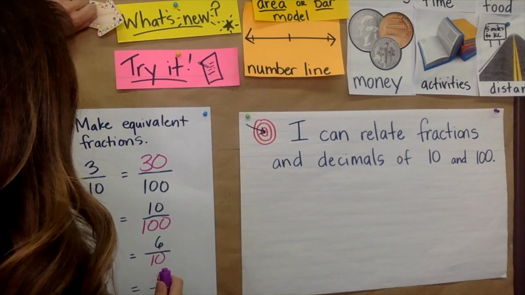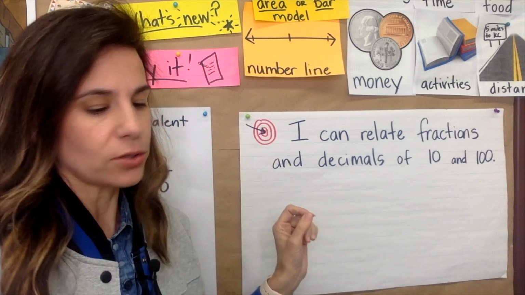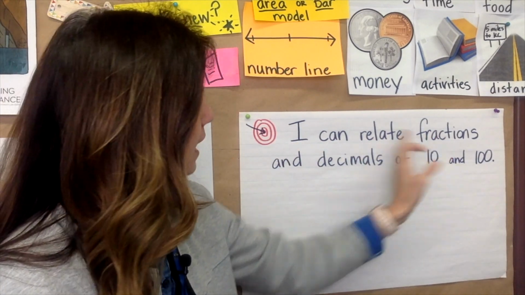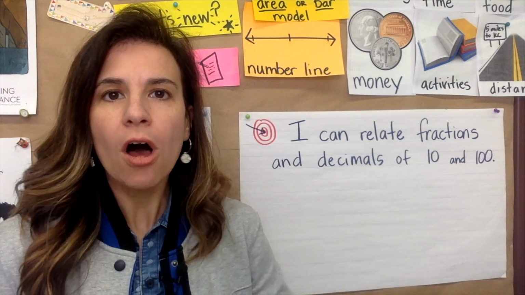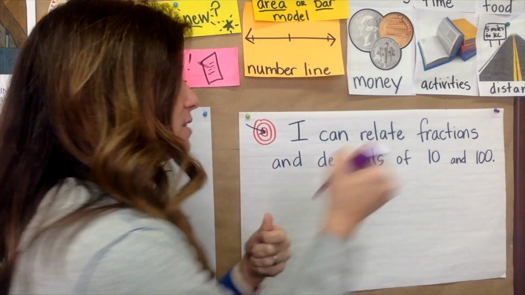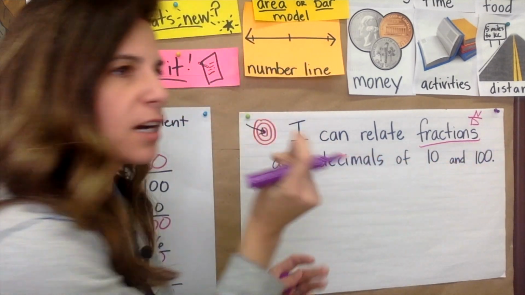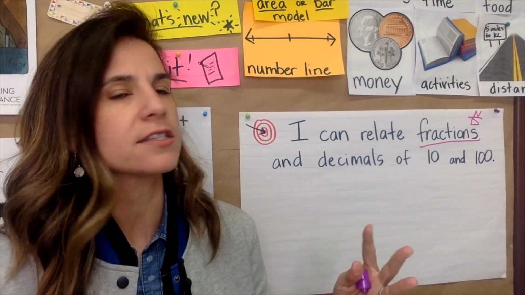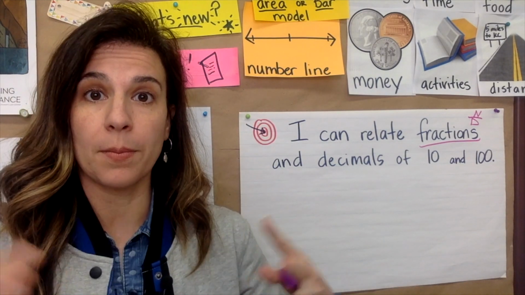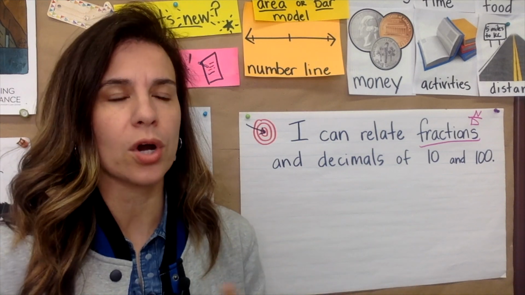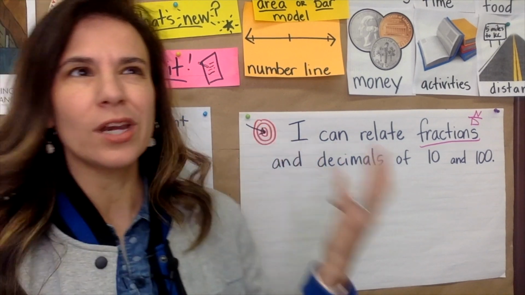For what's new, we are moving into decimals, like I said. Here's our learning target: I can relate fractions and decimals of 10 and 100. We're going to use all that we know about fractions, so let's underline fractions. We know numerator out of a denominator, but we also know that fractions are telling us the parts out of a whole. So it could be something that's broken up into parts less than 1, or it could be a set of something. And decimals, okay, what do we know about decimals?